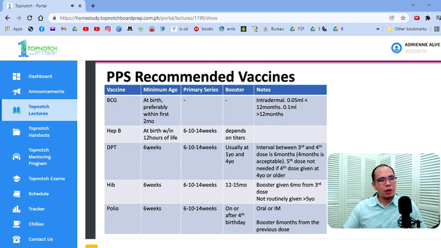Okay? DPT, what do you have to remember? Okay? The interval between the third and the fourth dose, meaning your booster, should be 6 months. Okay? 4 months is acceptable, sabi dyan. Okay? The fifth dose is not needed if the fourth dose is given at 4 years or older. So for example, nagbigay ka ng 6, 10, 14, hindi ka nakapag-booster ng 1, nag-booster ka 4 years old na, okay na yun, fourth dose, okay na yun. Pero pag nag-booster ka ng 1, 2, 3, 4, kailangan mo mag-fifth dose pa rin at 4 years of age para ma-consider siya na fully immunized against yung DPT.